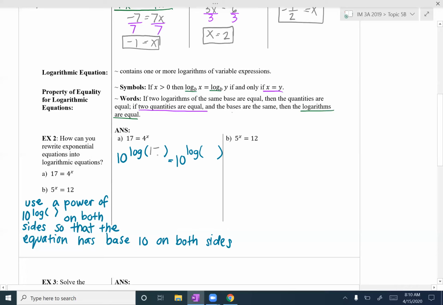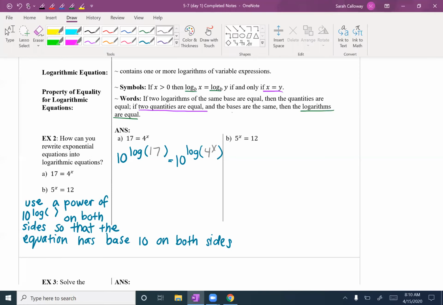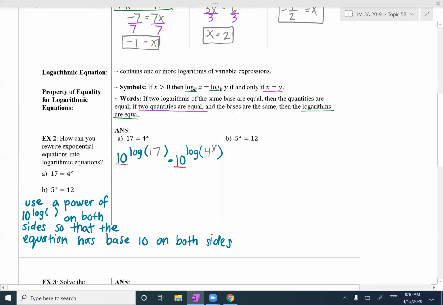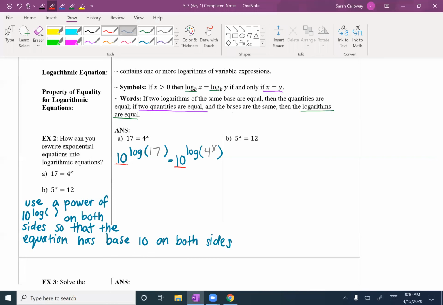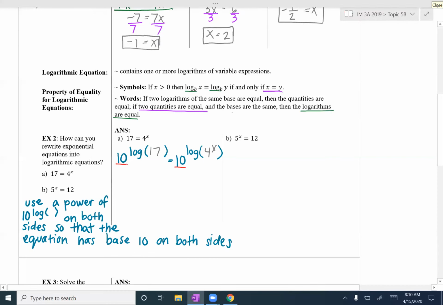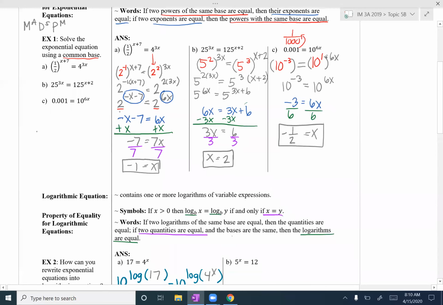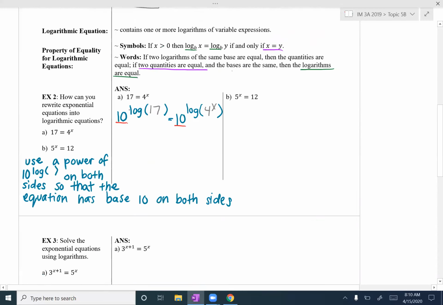So I'm taking 10 to the log power of both sides. And that gives me something where now both sides of the equation share that base 10. So what that means is that I can use the property of equality for exponentials that we used here, right? We made these have the same base, so we set the exponents equal. So these exponents just happen to have logs in them, but this tells us that this is equivalent to log of 17 equal to log of 4x.